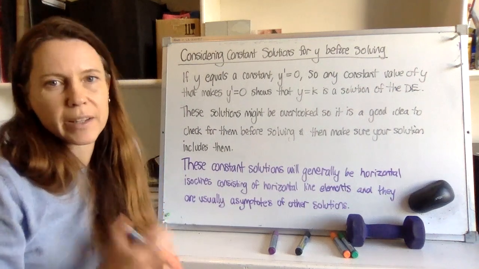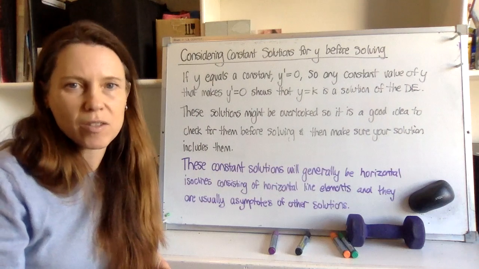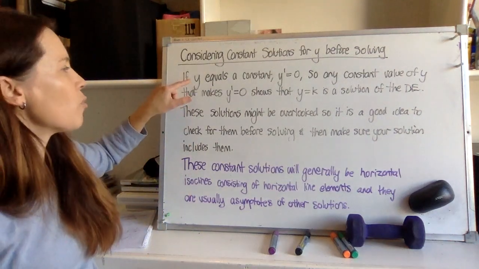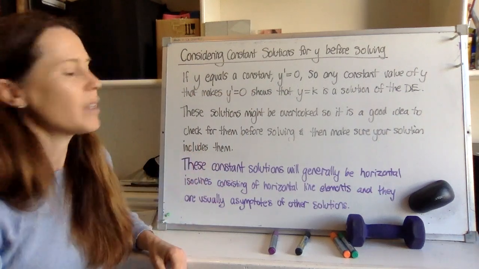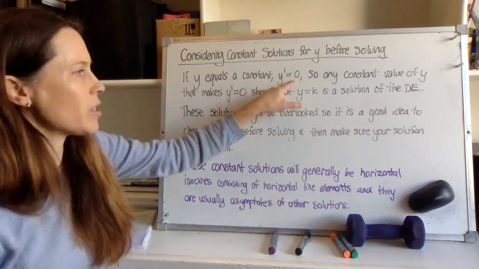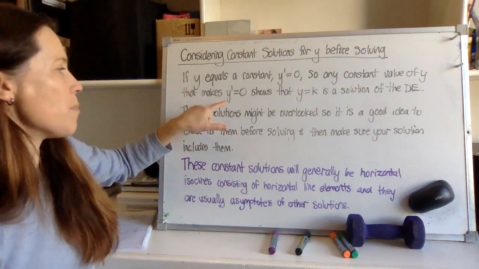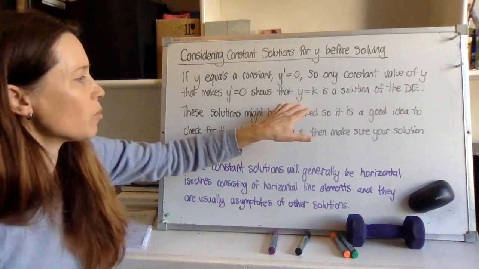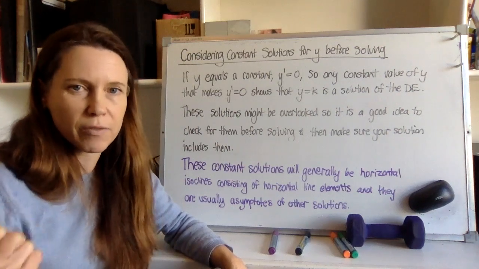Now, it's good practice to consider the constant solutions of y before you actually start separating and then solving your differential equation. Now, think about why this is meaningful. If y is equal to some constant, so let's say y equals 5, something like that, then when you differentiate that, y dash is equal to 0. So if we've got some constant value of y that makes y dash equal to 0, then that function, y equals 5, or whatever it might be, is actually going to be one of the solutions of the differential equation.